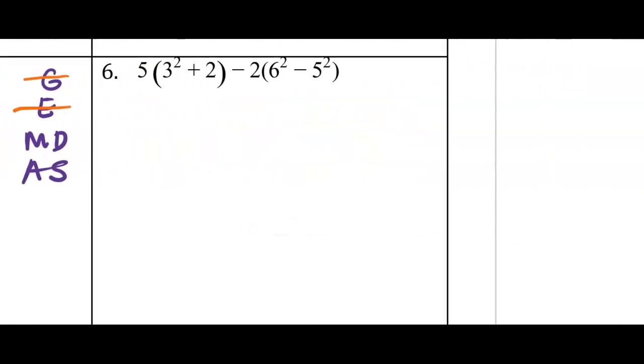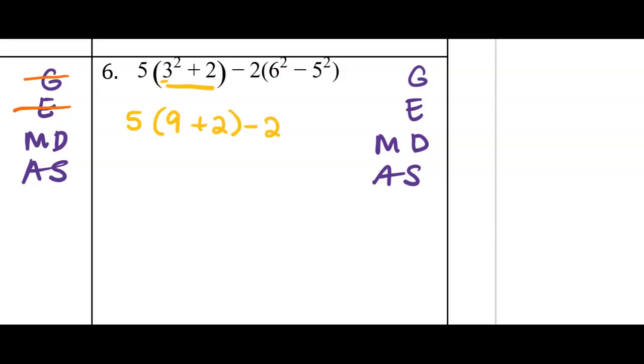Jumping ahead to number 6, again, writing down my steps. Do I have any grouping symbols? Yes, I do. So when I go in here, I see I have a grouping symbol right there. You need to make sure you redo your order of operations within your grouping symbols. So I see that I have an exponent as well. So I'm going to do the exponent first. So 3 squared is 9 plus 2 minus 2. And I can do my grouping symbols at the same time since they are separated by subtraction.